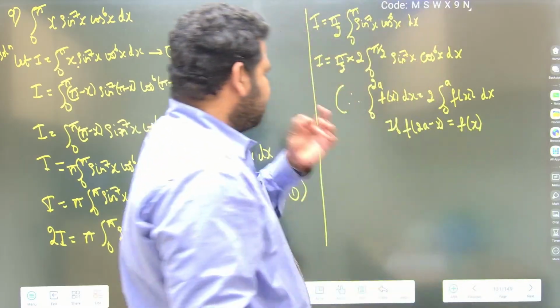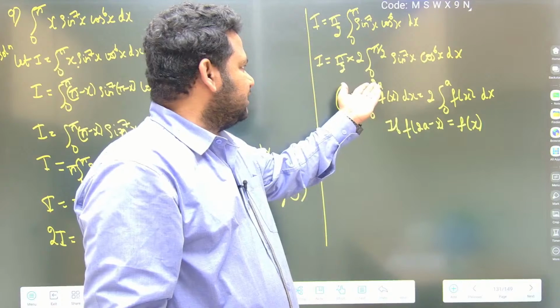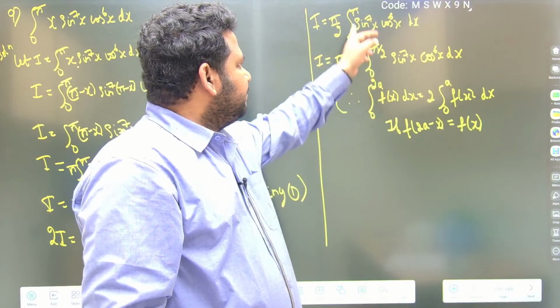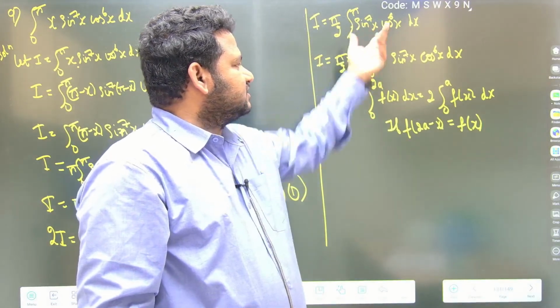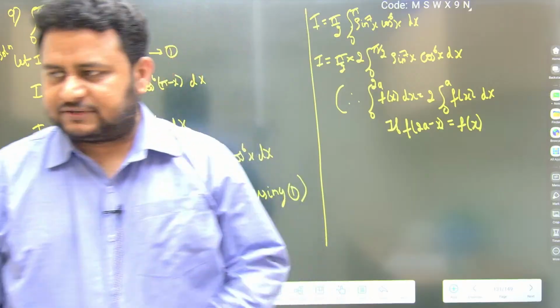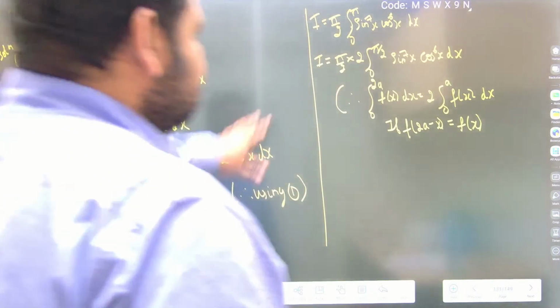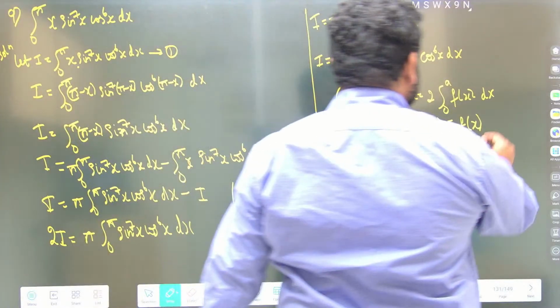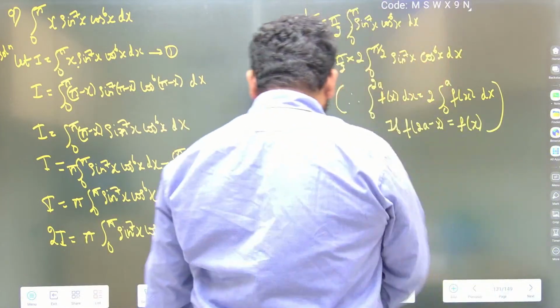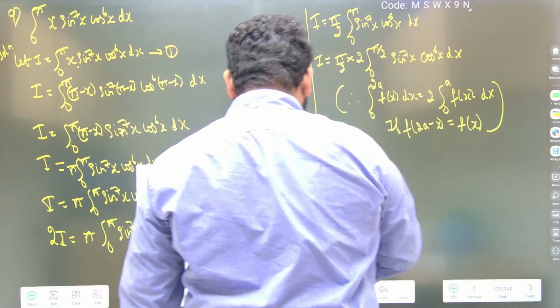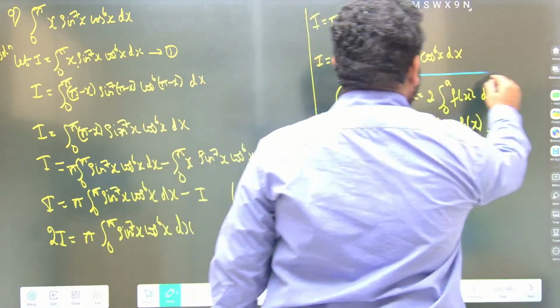See here, f of 2a minus x will be equal to f of x only, correct? If I write pi minus this one, we got sin x cos x. So f of 2a minus x is equal to f of x. If f of 2a minus x is equal to f of x, this is what we can write. That is the reason we use it here. Very important, highly important. This reason you have to mention it.